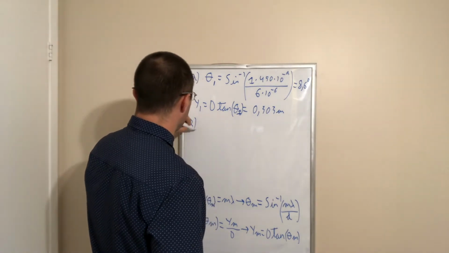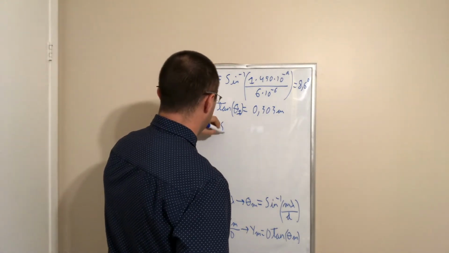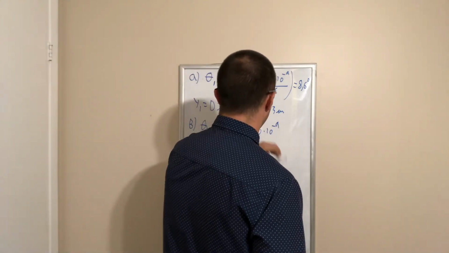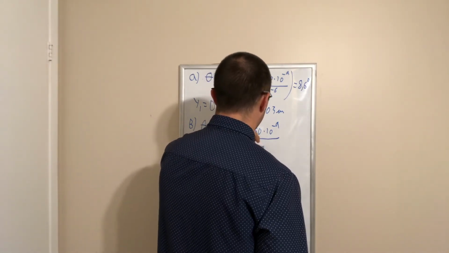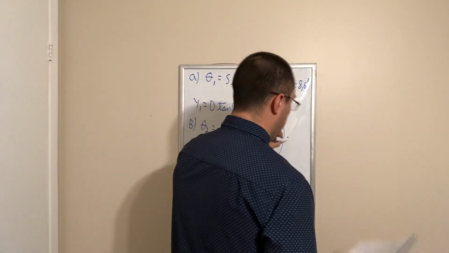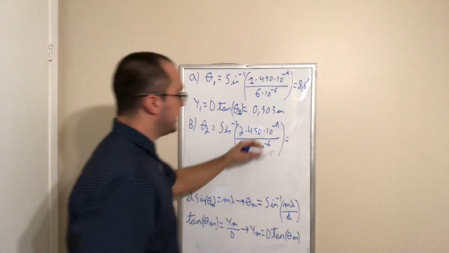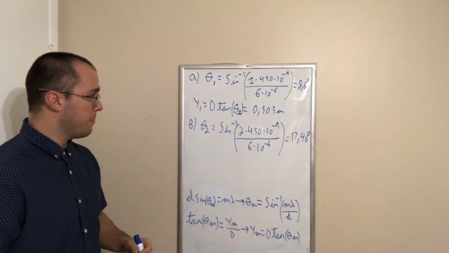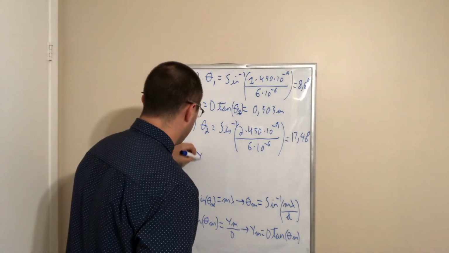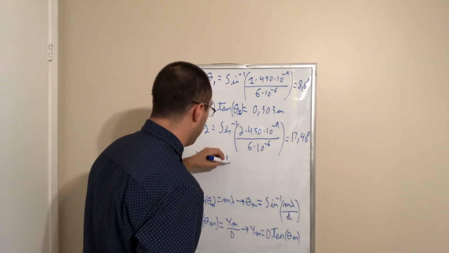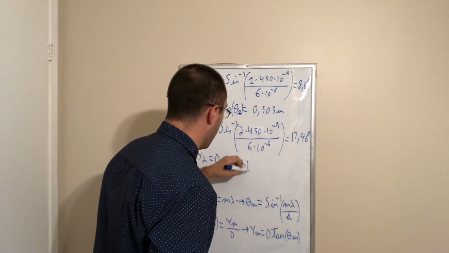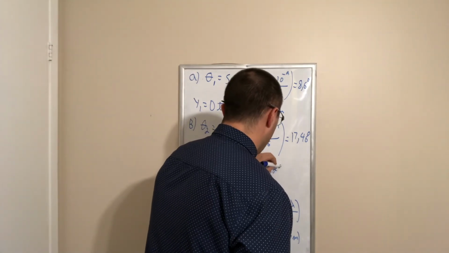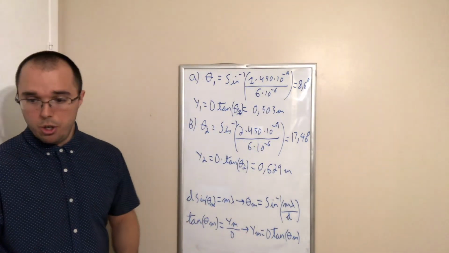So part B, second angle, inverse sine of 2 multiplied by the wavelength divided by d. In this case, we get an angle of 17.46 degrees. All right, let's find the height in this case. Same logic, D multiplied by the tangent. Now, obviously, we use the second angle in this case, and we get a height of 0.629 meter. So that's the answer to part B.